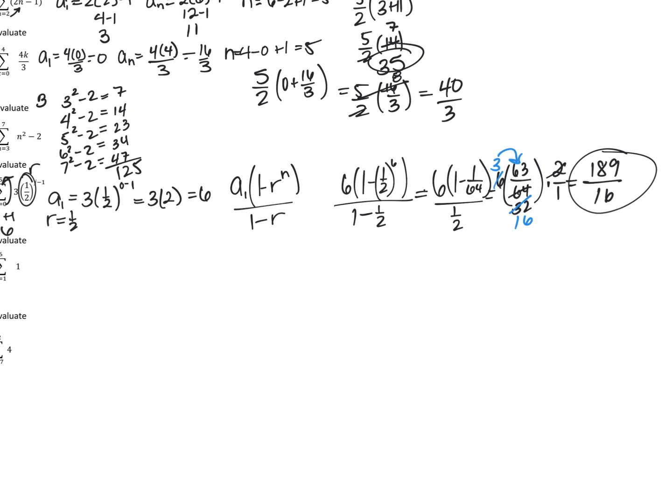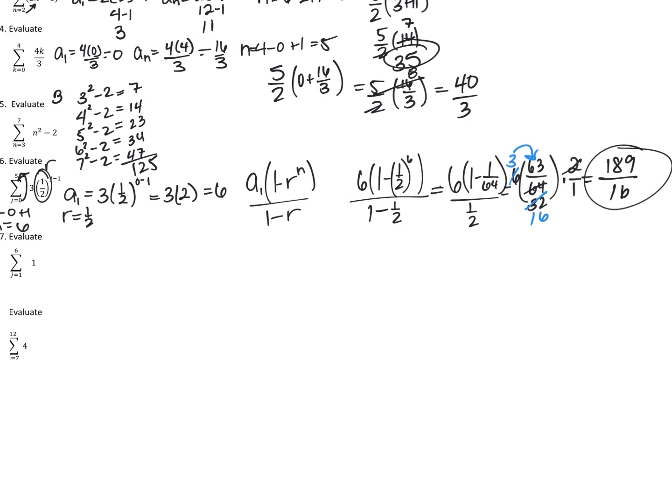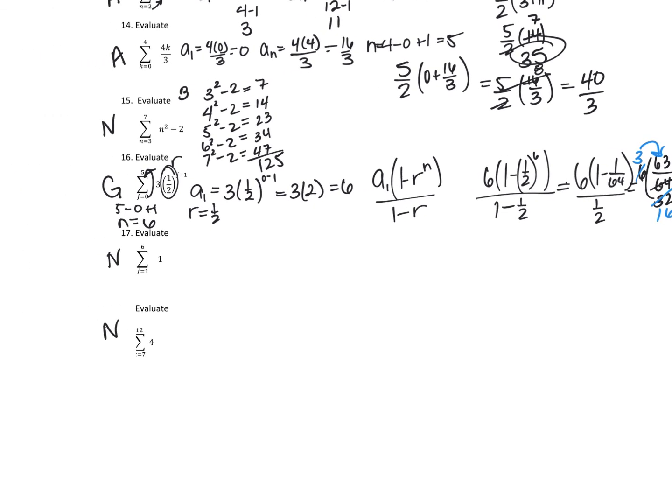You have to get good with the cross canceling and the cross dividing, because it keeps your numbers smaller and it makes sure that your answer is reduced, because you're going to get points off if you're not reducing your fractions.